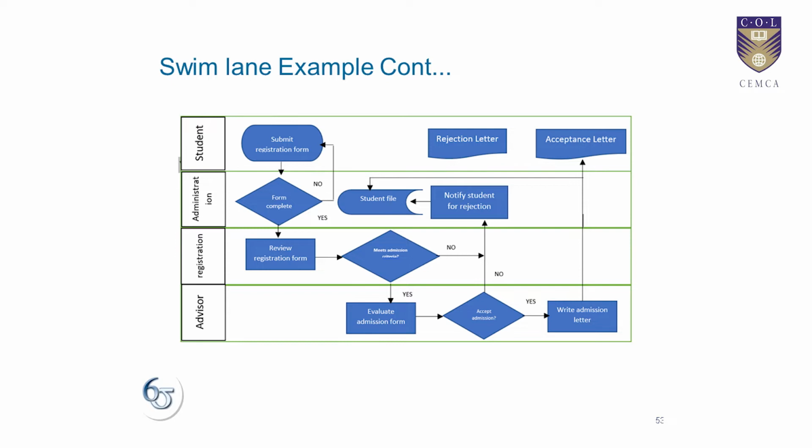Now the administration team will look at it. You can see the administration team has a decision making box here, and it says, is the form complete? It can be either yes or no, it cannot be maybe. If it is yes, then the administration team will send this form to the registration team. The registration team will review the registration, and again they have a decision making box which says meets every requirement. If it is yes, then they will send it to the advisor for evaluating the admission.